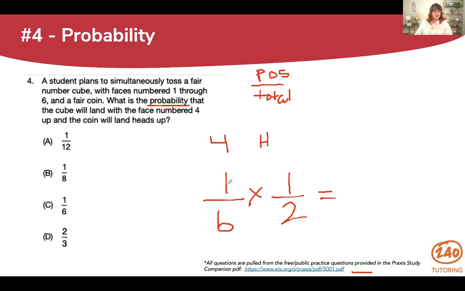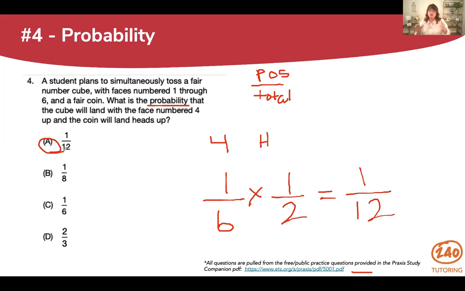So 1 times 1, we're multiplying fractions. We just multiply the numerators and we get 1 times 1 is 1. And then we multiply the denominators. 6 times 2 is 12. All right. So correct answer here is A. The probability that that number cube will land on 4 and the coin will land heads up is 1 out of 12.